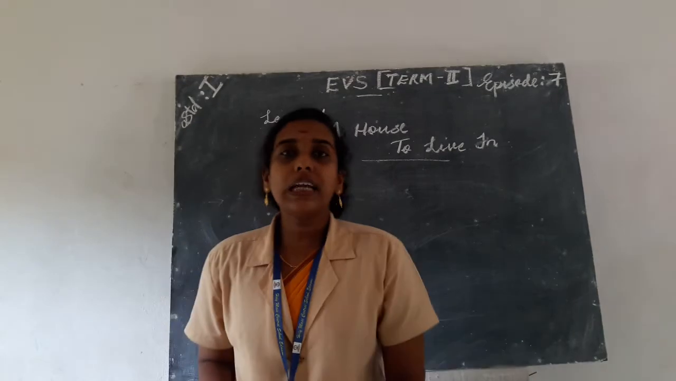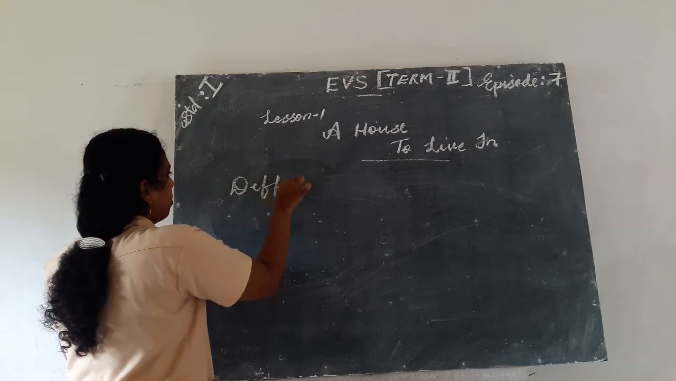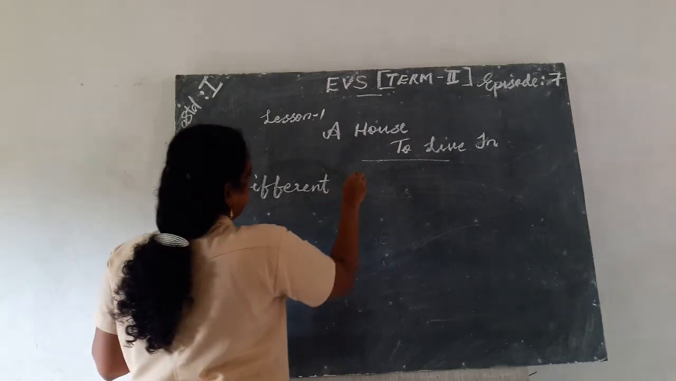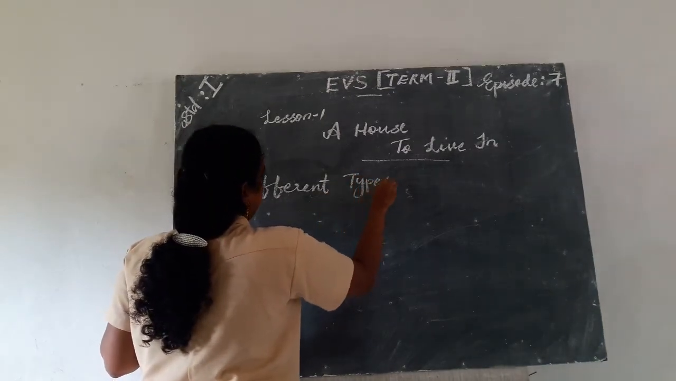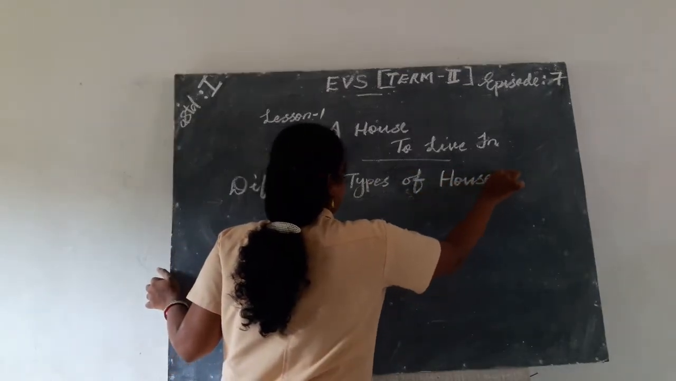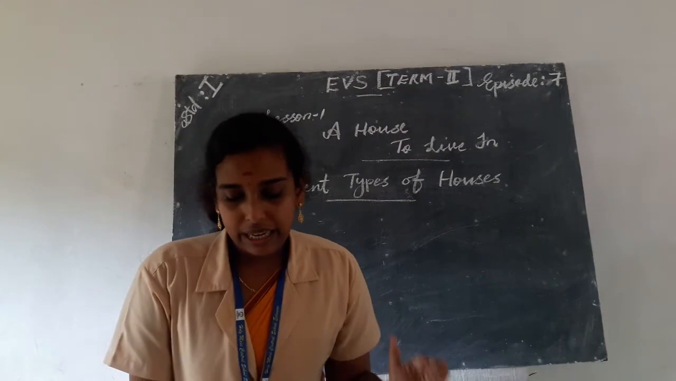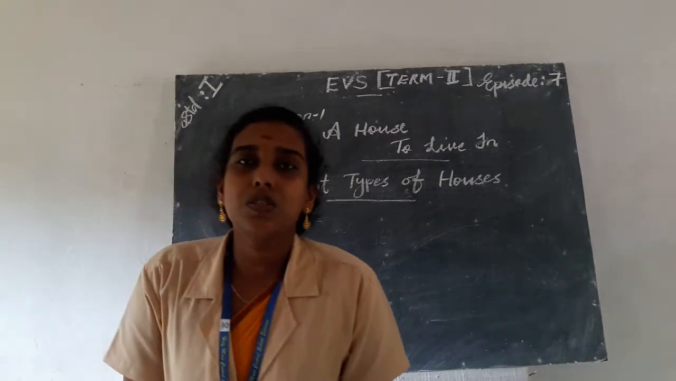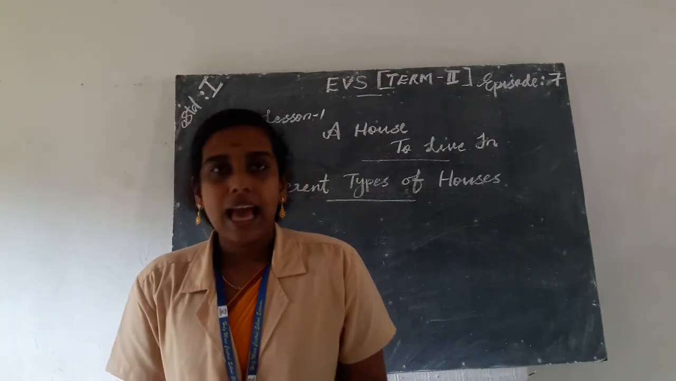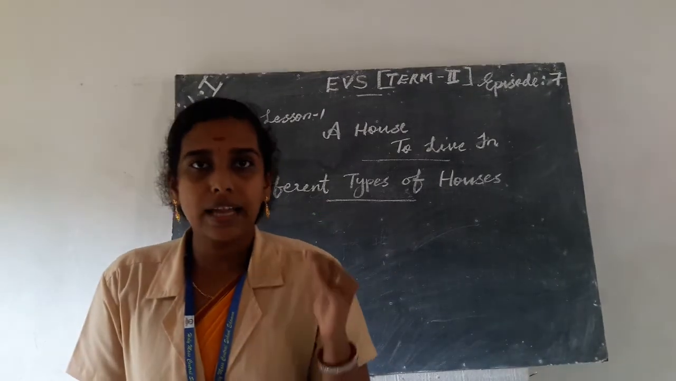Then there are different types of houses. Early men lived in caves. Early men used to live in caves. And there are two types of houses, that is pakka house and kacha house.